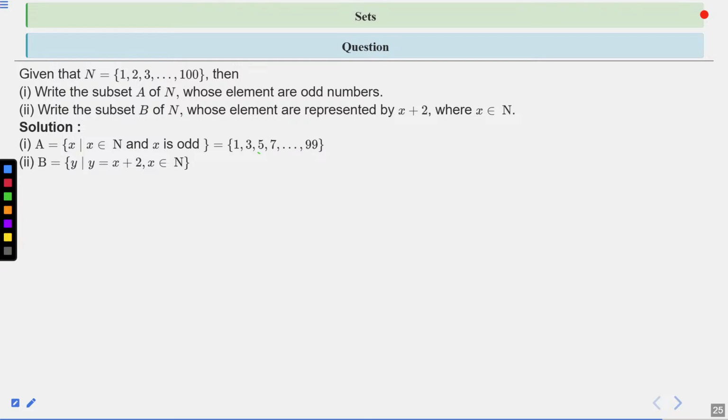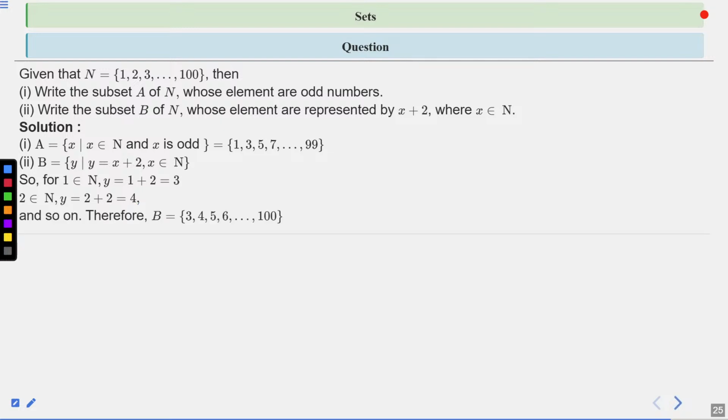Now for B, you have to collect numbers of the form x plus 2, where x belongs to the set capital N. Clear? So just use x from here, 1, 2, 3 till 100. If you use x as 1, the value will be 3. If you use x as 2, it will be 4, and so on. Then your set B will be 3, 4, 5, 6 till 100.